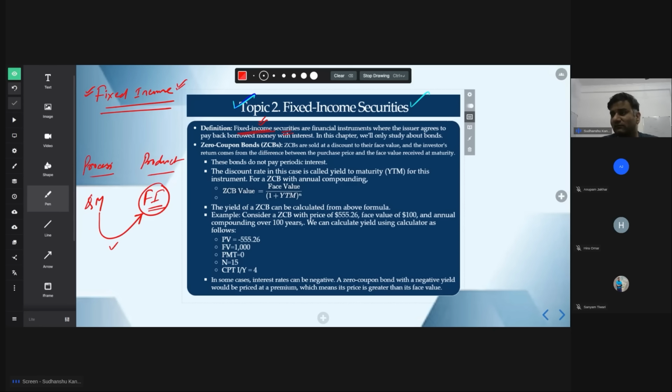A fixed income product is somewhere you put your money and there is interest which you get every year or every semi-annual kind of thing, where the issuer agrees to pay back borrowed money with interest. So the issuer is your bank, right? When we used to go to the bank, right now we don't normally get anything. Right now they say, sir, please open your app, you will see that you have an FD there, right?